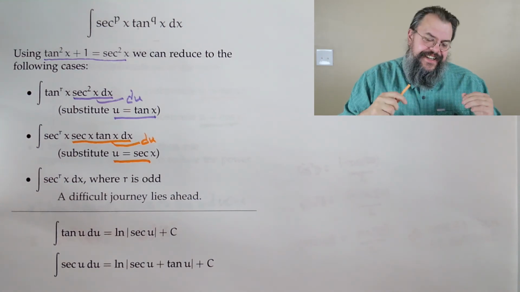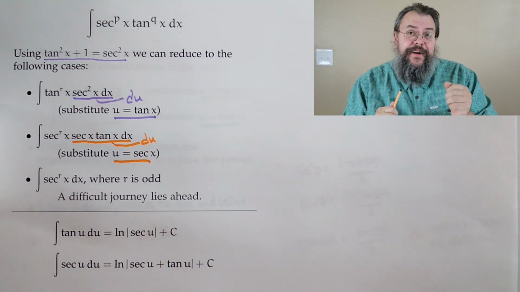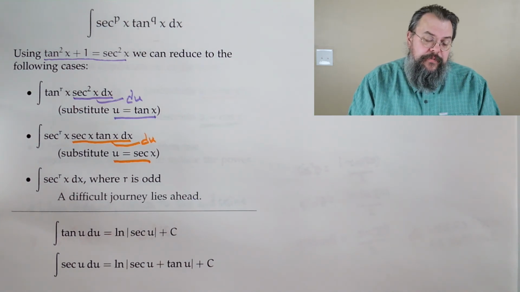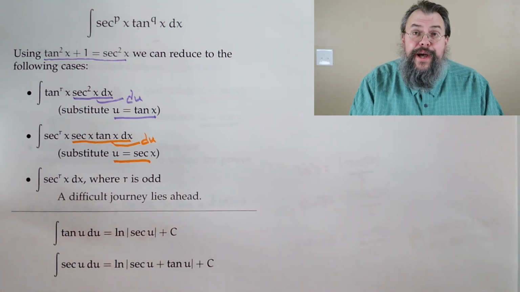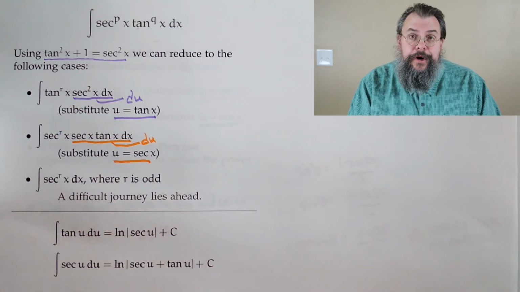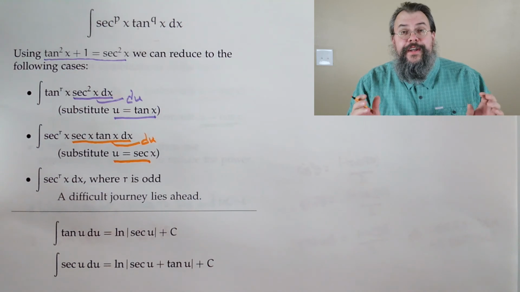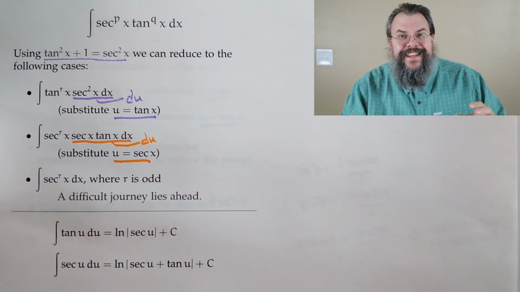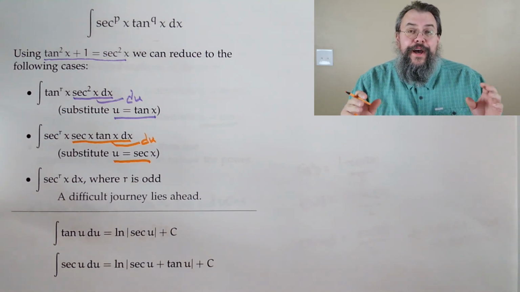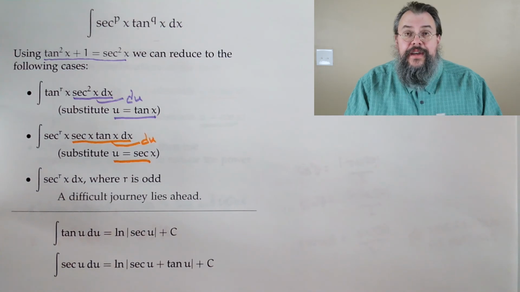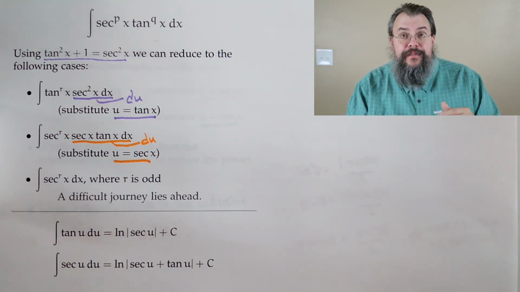Ugh! You can't do everything. The last thing that could happen is if you have secant to an odd power. Well, the short answer is, if you have secant to an odd power, a difficult journey lies ahead. And we're going to go through this as we do some of our practice. And it's not so easy.